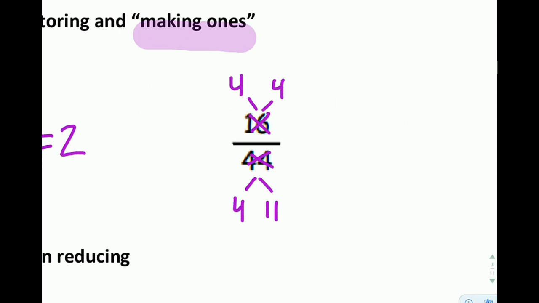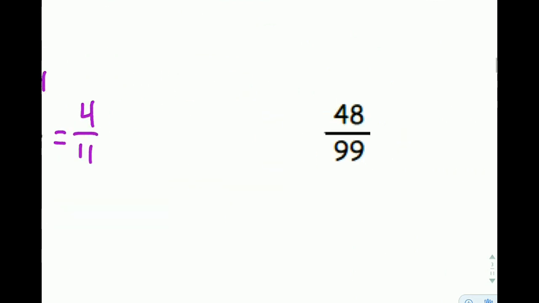Now I see that I have a 4 on top and a 4 on bottom. Those two are going to cancel out or make a 1 together, leaving me with a 4 on top and an 11 on bottom. I know that 11 doesn't factor any further, so there's nothing else I can do, and my fraction is going to be 4 over 11. And the last one here I'm going to let you do on your own.